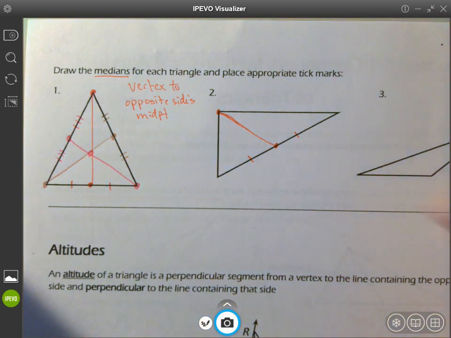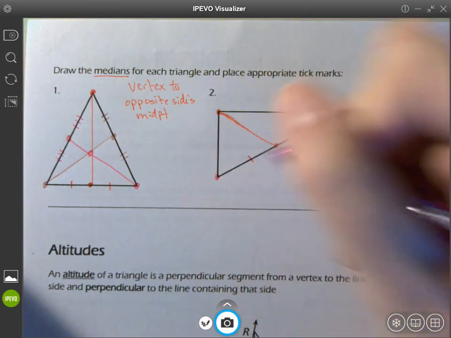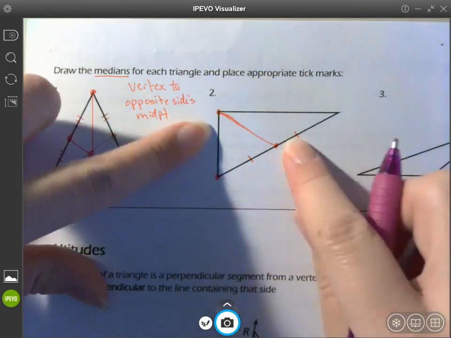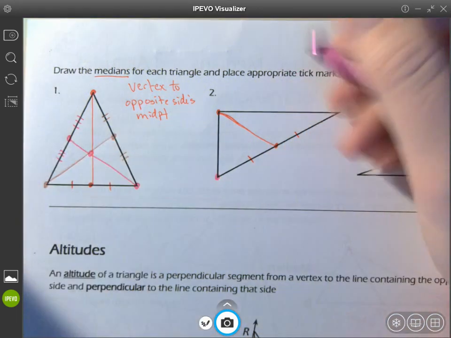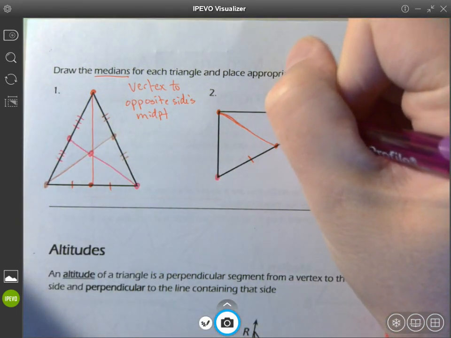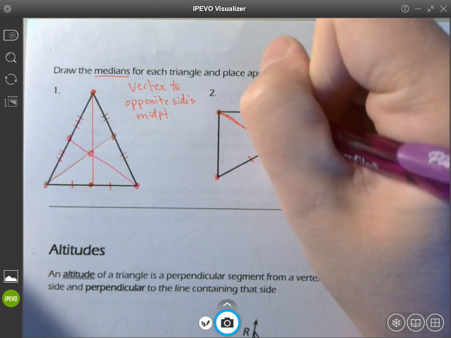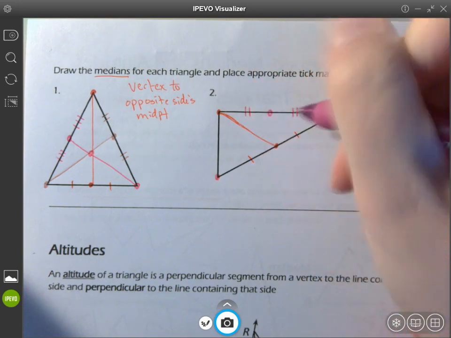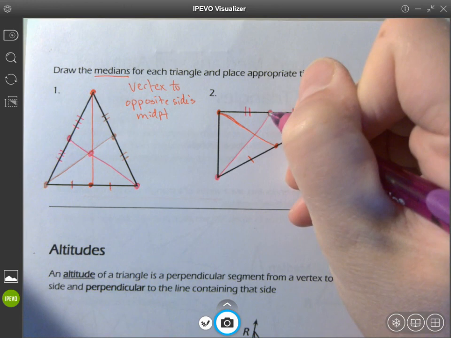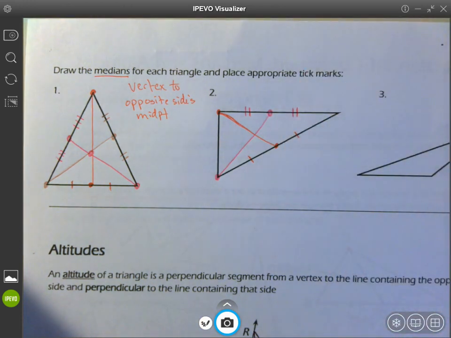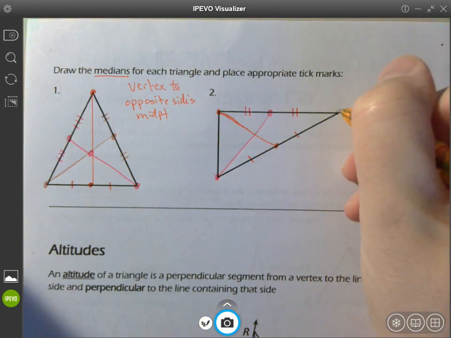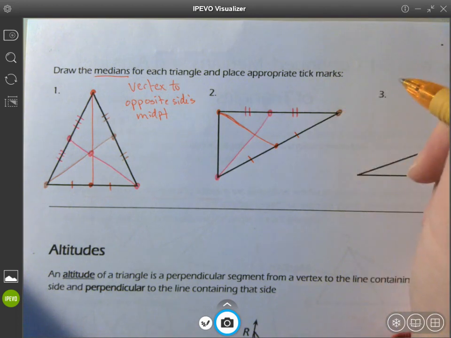Find your next vertex. And guys, again, I can't stress enough, these sides are adjacent. This is the opposite side. So mark your opposite midpoint. Show me it's a midpoint by marking these, and then go ahead and connect. All right, we got one more vertex to connect. So these are all our median lines.